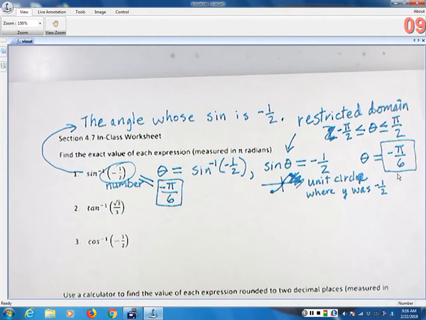And then you're going to look at the restricted domain of the tangent function.